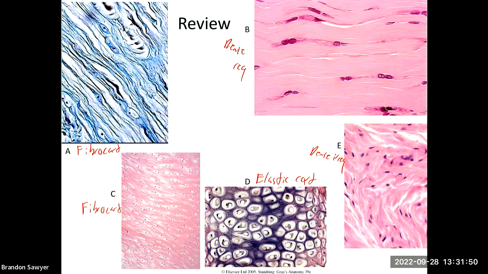Okay, and then what's D? Elastic cartilage, we got that one, and then E. Dense irregular, yes, that is dense irregular. So much more wavy, not parallel fibers, but that's dense irregular.